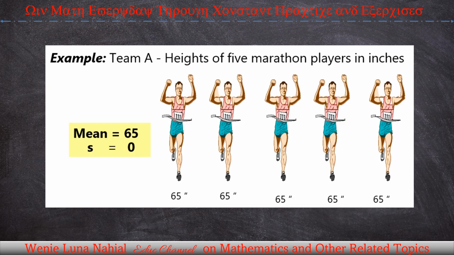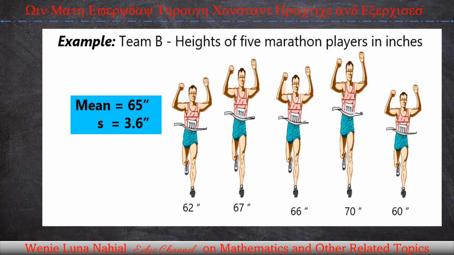Now we have here another illustration of mean. In this particular illustration, the mean is 65 and the standard deviation is 0. That is because all players have the same height.